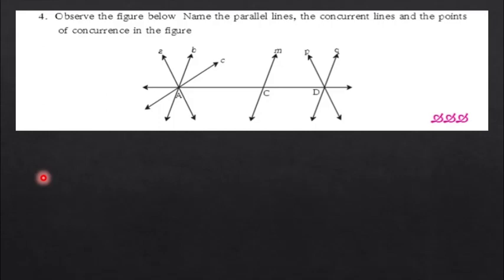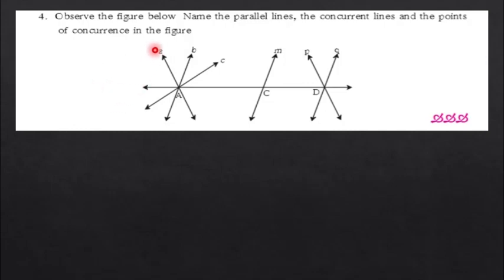Let's look at the fourth question now. The fourth question is, observe the figure below. Name the parallel lines, concurrent lines and point of concurrence. We need to observe this figure and then we need to name all these lines. First is parallel lines. First of all, what are parallel lines? The lines which do not meet each other. Okay. So from this figure, can you find parallel lines?